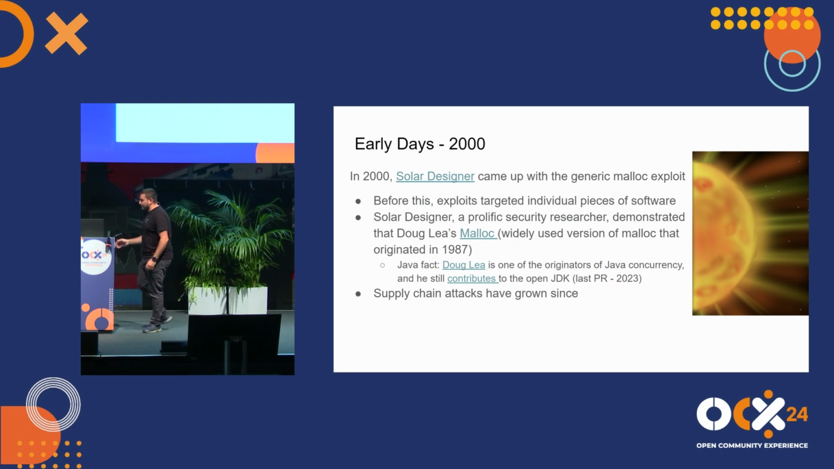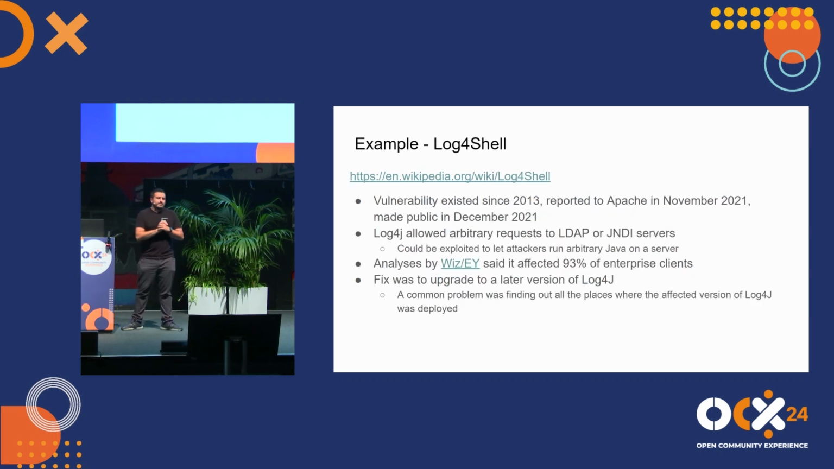The supply chain attacks have really only grown since then. I'm sure everyone has heard of Log4Shell. It's a vulnerability that existed since 2013, reported to Apache in November 2021, made public in December 2021. So basically, Log4j allowed arbitrary requests to LDAP and JNDI servers to be used, and they could be exploited to let attackers run arbitrary Java on a server, which, as you may know, is a really dangerous thing. So analyses by this Wiz EY study said that 93% of enterprise clients were affected.